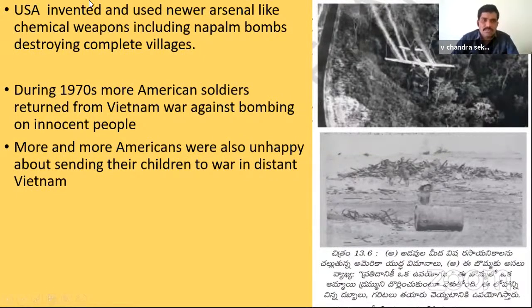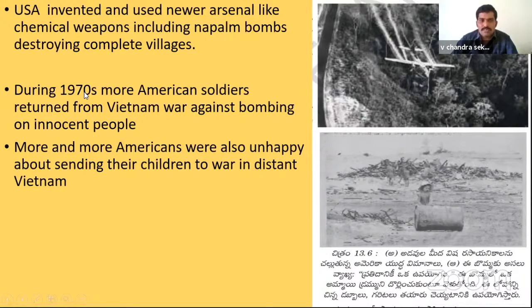The USA invented and used newer arsenals like chemical weapons, including napalm bombs, destroying complete villages. So to control Vietnam, the USA fought illegally also. They used chemical bombs and chemical weapons, like the napalm bomb. Here the aeroplane of the USA is dropping a napalm bomb.